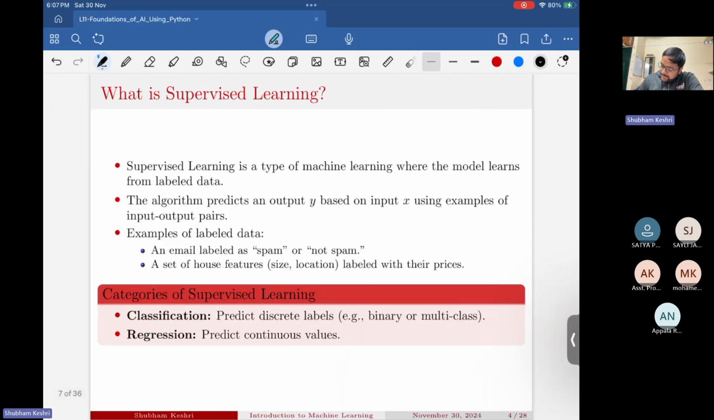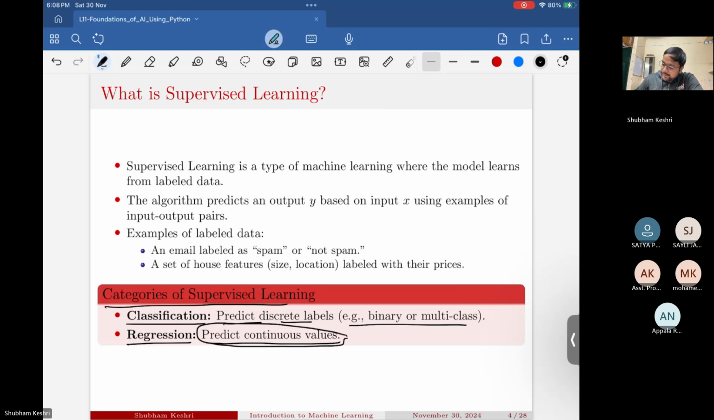So the categories of supervised learning: first is classification, which predicts discrete labels. It can be binary or multi-class, or it can be regression where we are predicting a continuous value. We'll see only these two. We are talking about just supervised learning in this lecture, and we'll see how algorithms are used to do classification and then to do regression. Any questions?